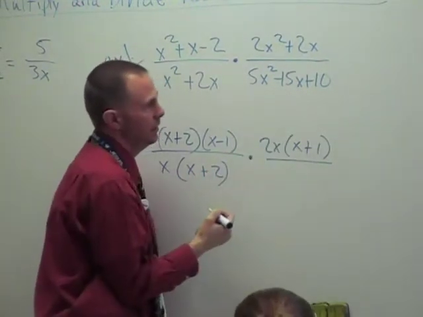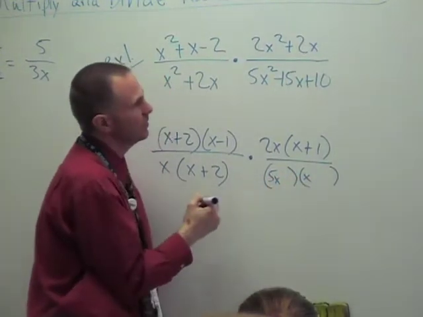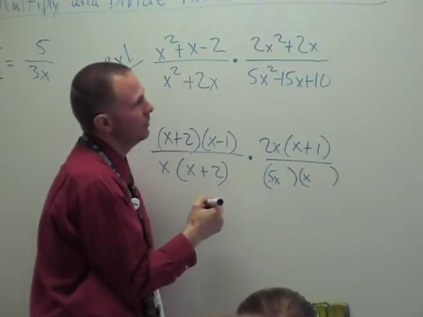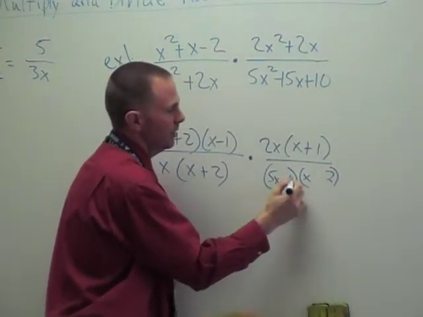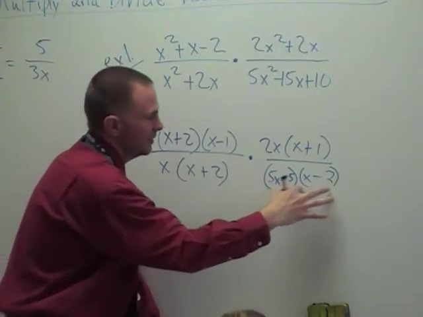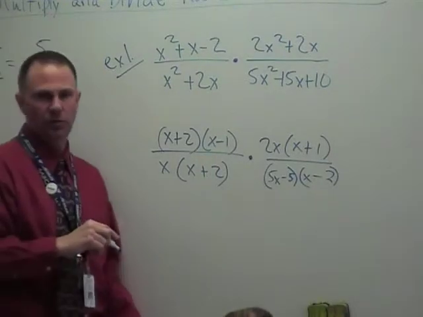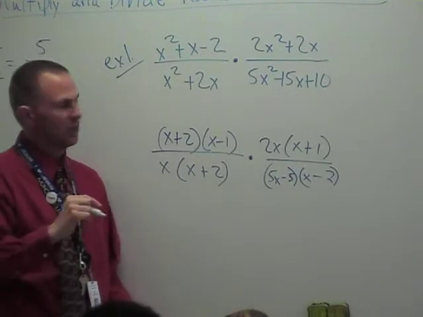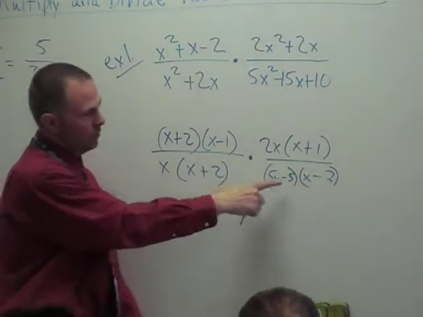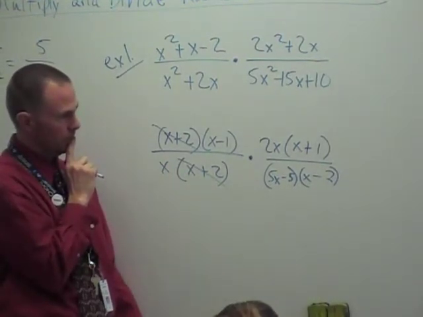On the bottom, what does that factor into? Yeah, 5 and 2. 5x minus 5, that's minus 5x, that's minus 10x, minus 15x. Okay, now reduce. Everything's multiplication. There's no addition or subtraction in here. So x minus 1 won't reduce with anything. x plus 2 will reduce with that. Anything else?